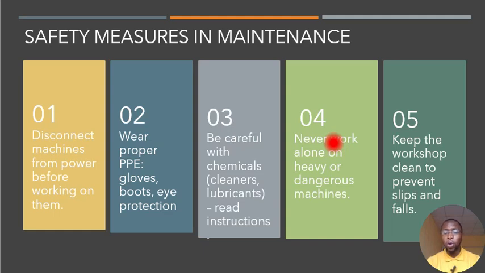When you are maintaining heavy machines, you should have partners working together with you, because you might not be able to see every part of the machine at the same time. And then lastly, keep the workshop clean to prevent slips and falls. There should not be water on the ground, it should not be dirty. Just be clean, be tidy. And these are the five safety measures when maintaining machines.